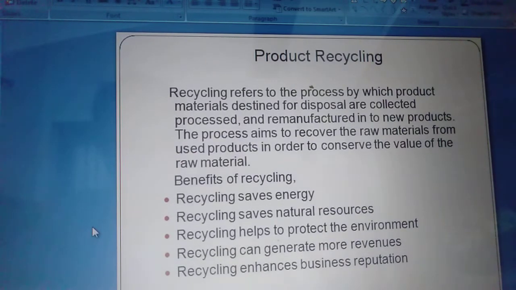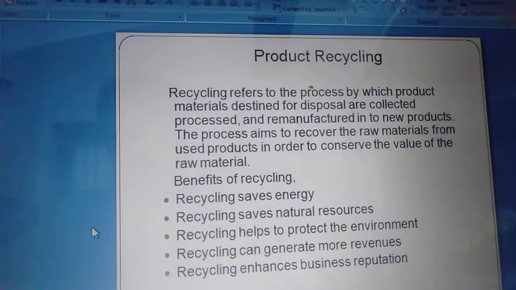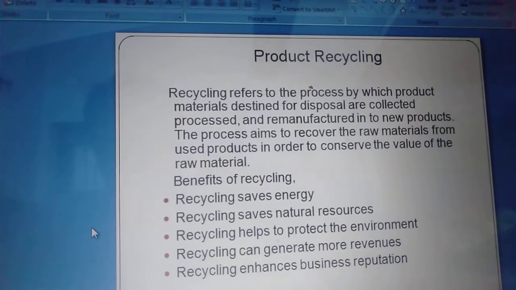Next benefit, recycling helps protect the environment. Recycling reduces the amount of waste sent to landfills and incineration. Incineration is nothing but a waste treatment process. It also reduces substantial air and water pollution resulting from extracting raw materials, that is mining, quarrying, etc. So there you can have air pollution as well as water pollution, which you can avoid here. And it reduces greenhouse gas emissions, thereby protecting the natural environment and sustaining the planet for future generations.